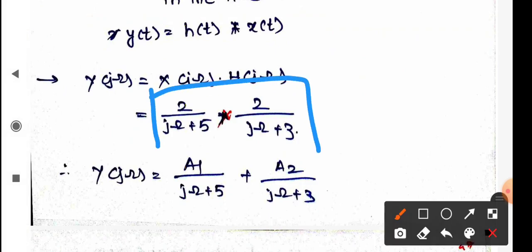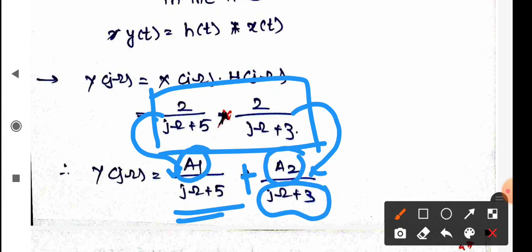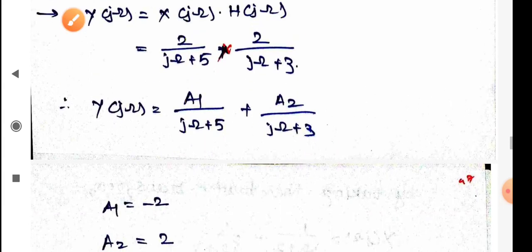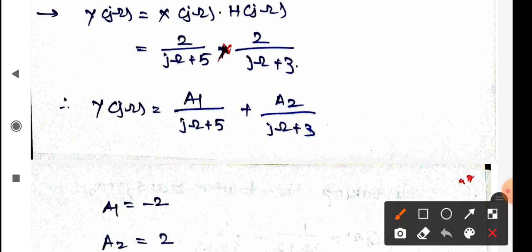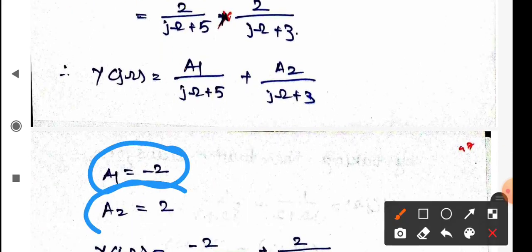So let me try to obtain the inverse Fourier transform of this. The inverse Fourier transform of this particular expression can be obtained through partial fraction expansion, right? So in terms of partial fraction expansion, it can be written as a1 upon j omega plus 5 plus a2 upon j omega plus 3. I am required to obtain the values of a1 and a2, right? If I obtain them using partial fraction expansion, the way we have done in the earlier classes on inverse Fourier transform, my a1 here comes to be minus 2 and a2 here comes to be 2.